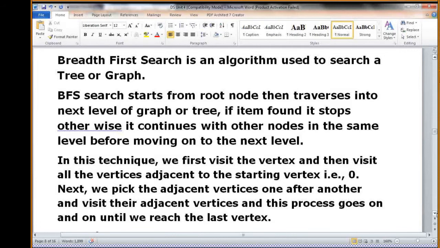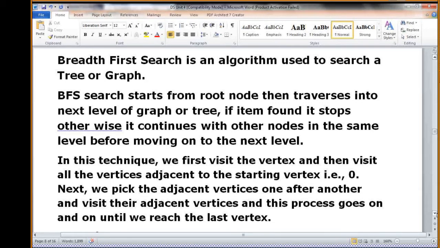If any item is found, then immediately it stops. Otherwise, it continues with other nodes in the same level before moving to the next level. So first it will start from the root and complete the first level. Next it will go to the second level, then the third level, fourth level. If it identifies a visited node, then it will go to the next level. So before going to the next level, it checks whether all are traversed in the same level.